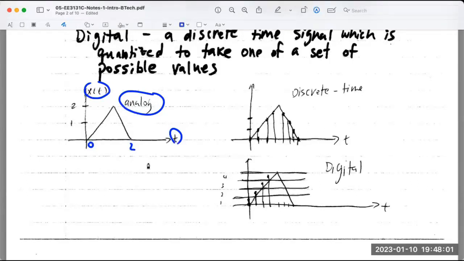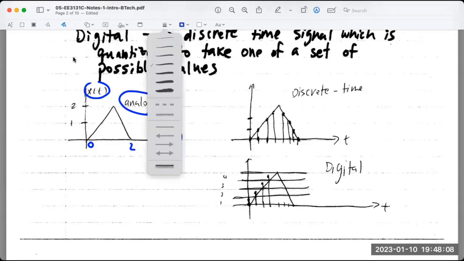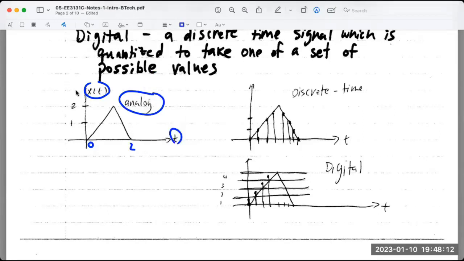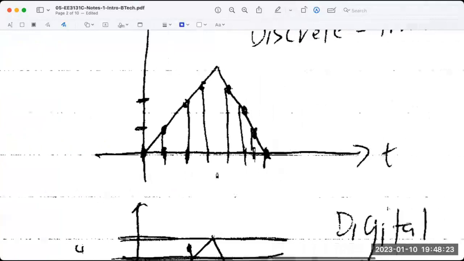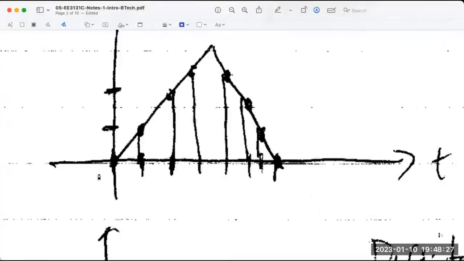When we sample the signal in time, I'm going to make this a little bit finer. When we sample this signal in time, then it exists only at these time instances. So we save the value only at these instances. But what value do we store? We store the actual value of the signal, because we are not changing the value just yet. It's the same value, but we only store it at a specific time. So this is a discrete time signal.